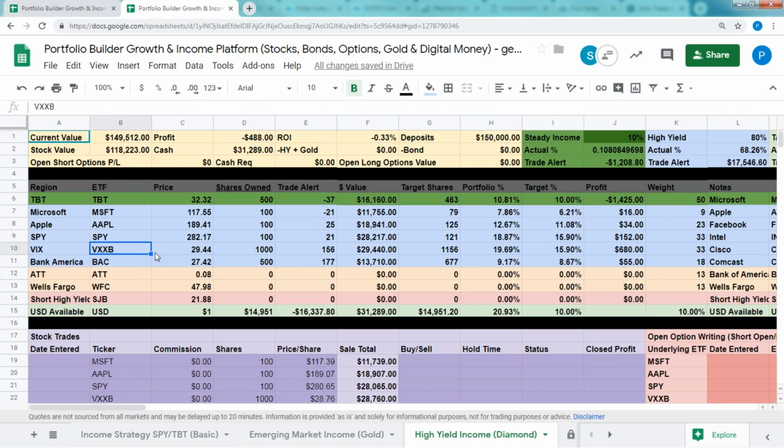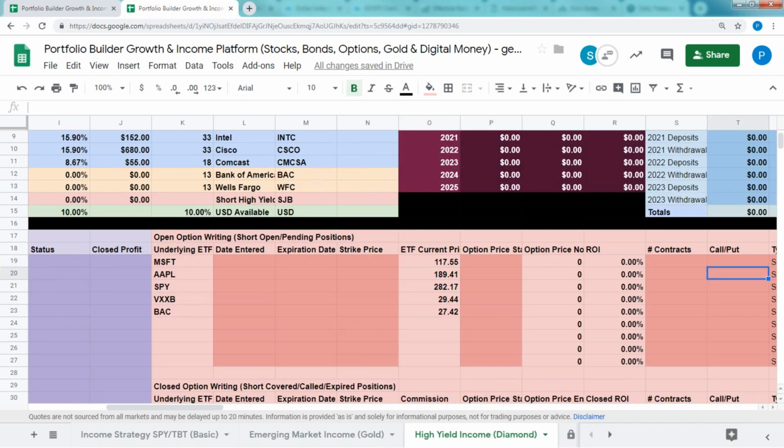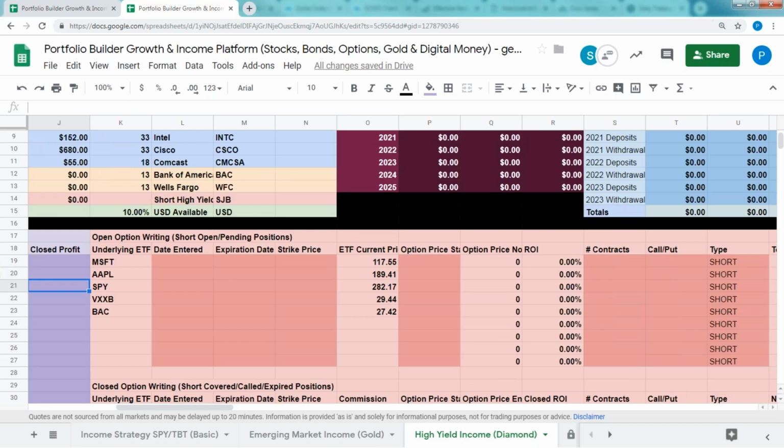Okay, so we got control of the TBT up here in the green area, and then we have these unique securities that you've chosen right here. So the next step would be to start filling out your covered calls. Open positions you fill in right here, and when you close them, you push it down to here.